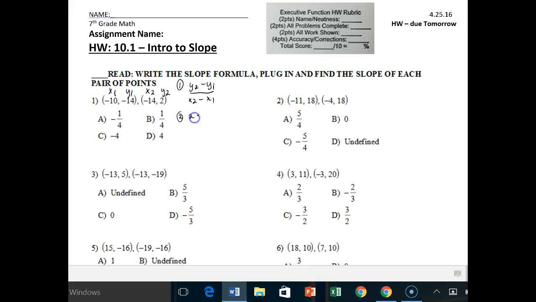So 2 minus negative 14 over negative 14 minus negative 10. Get plus positive, which gives me 16, plus positive, which gives me negative 4, because negative 14 plus 10 is negative 4. And this gives me negative 4. Now really it's negative 4 over 1, but that answer is obviously answer C, and we can say negative slope.